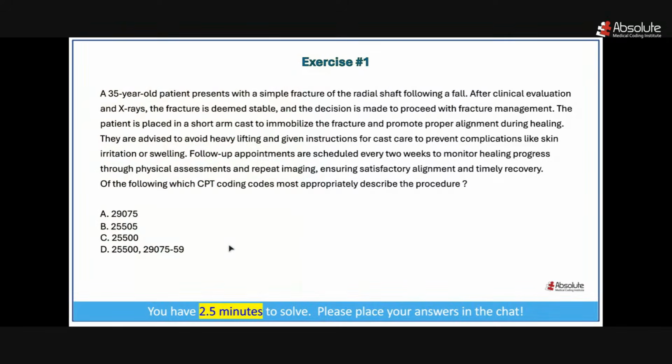And I will give you around 2 minutes to answer this one. I know you don't need 2 minutes, but I will run the timer now. And coders, you can place your best answers in the chat.